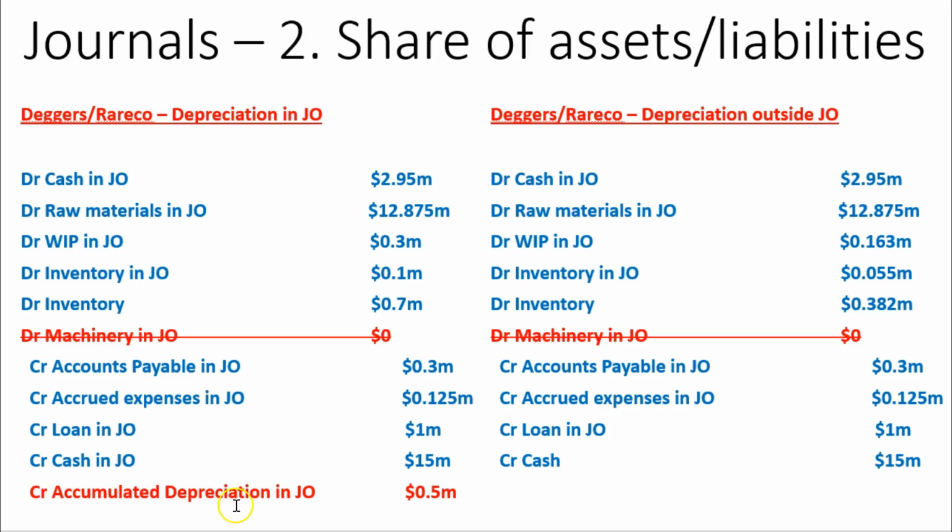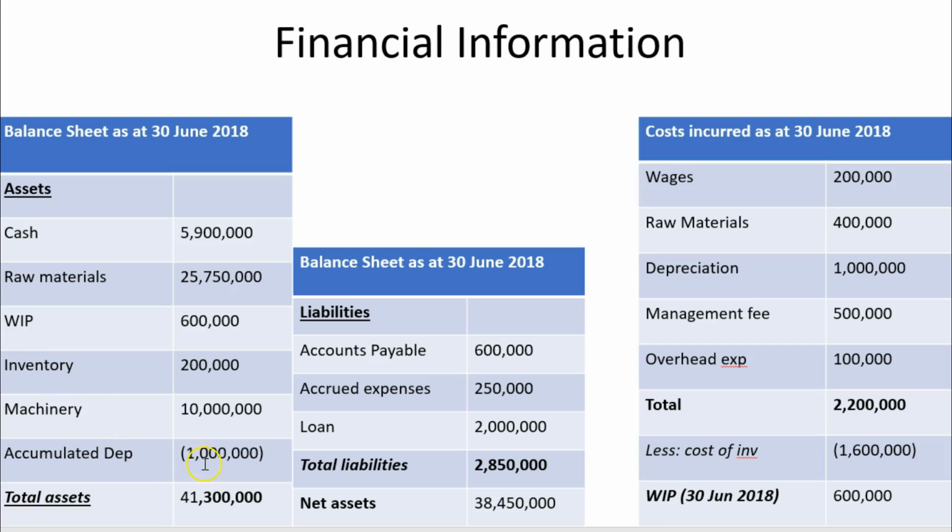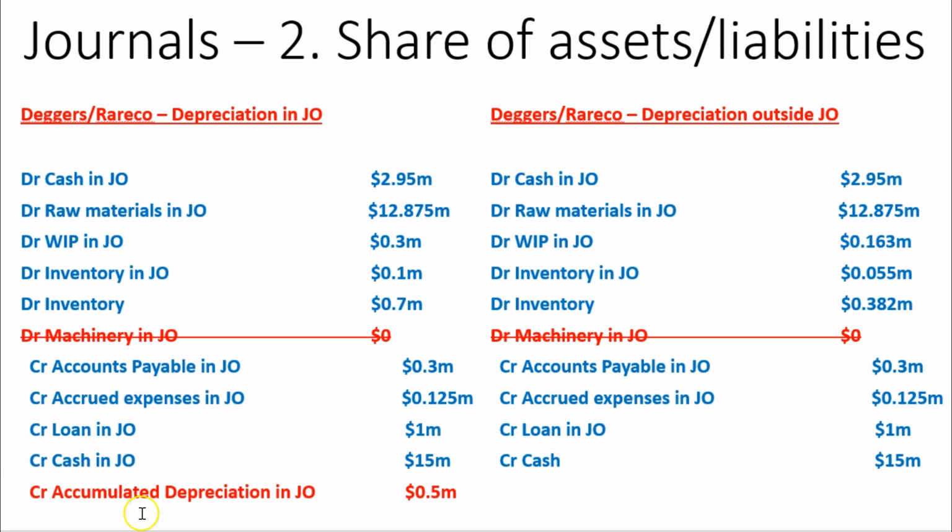Now the other one here is credit our accumulated depreciation, our joint operation, by $0.5 million. So again, we look at our balance sheet, we can see there was $1 million of accumulated depreciation. We divide that by 2. Each entity should be recognizing $500,000 worth of that. So that is the reason for that. So that is when depreciation is recorded inside the joint operation.